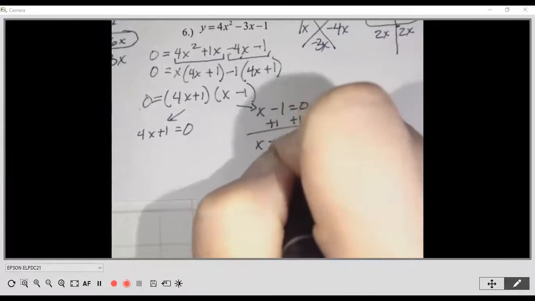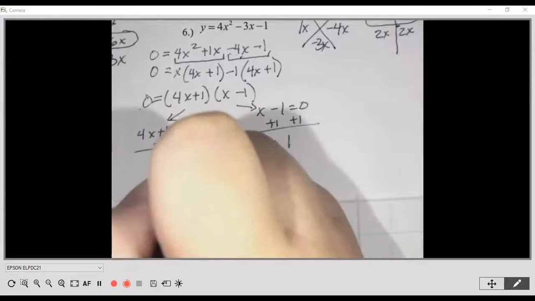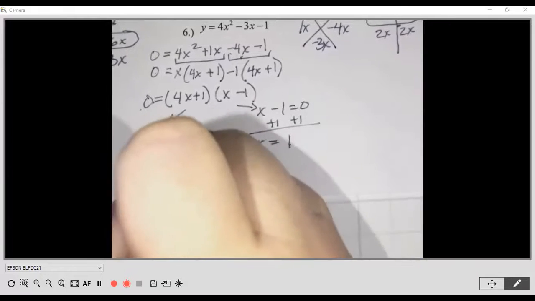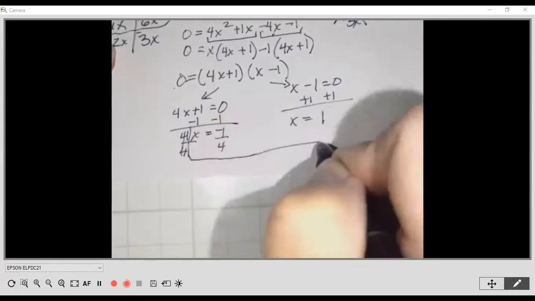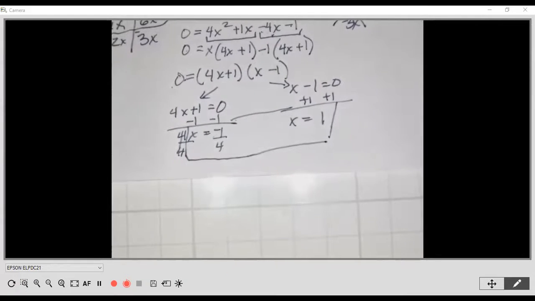Add 1 to each side to get x equals 1. Subtract 1 from each side. And then divide by 4 to get x equals negative 1/4. So x equals negative 1/4 and x equals 1. Okay, turn the page over.